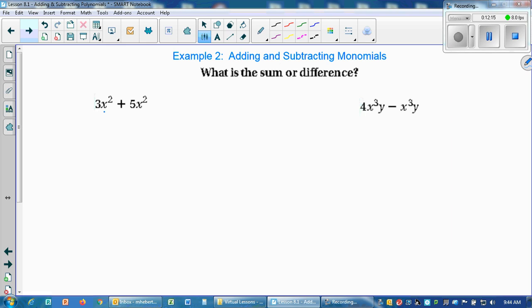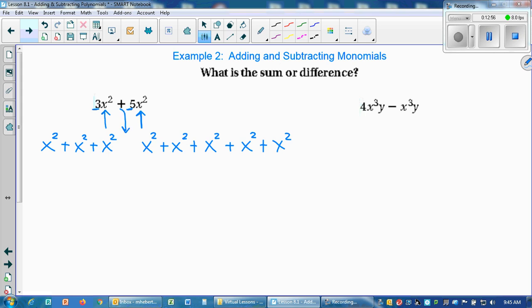So in this first one, this guy has an x squared, and this one has an x squared, which makes those x squareds identical twins. The only thing that's different about them are their coefficients. One is a 3 and one is a 5. 3x squared means I have 1x squared plus 1x squared plus 1x squared, making 3x squared. 5x squared means we have 1x squared plus 1x squared plus 1x squared plus 1x squared plus 1x squared, which means I have 5x squareds being added together.